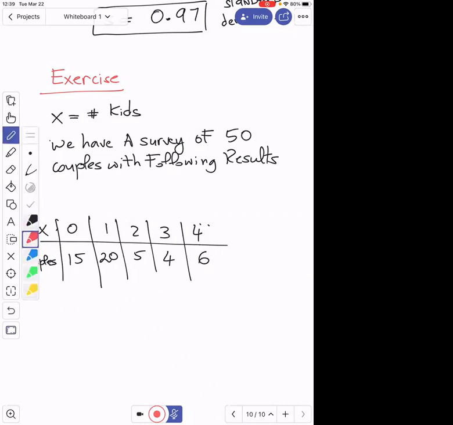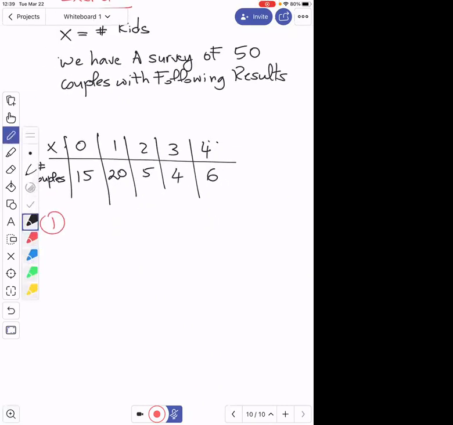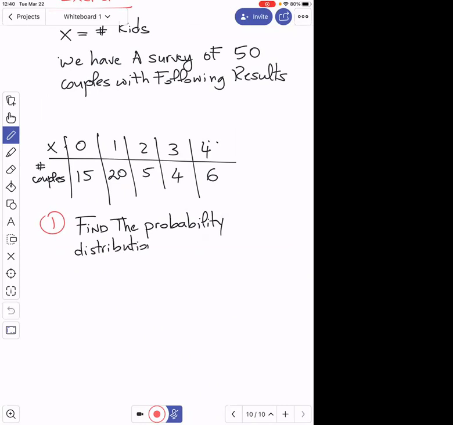All right, guys. So first, find the probability distribution of X. Two, you need to find the expected number of kids, so find the expected number.